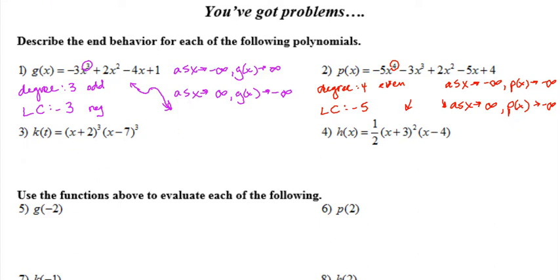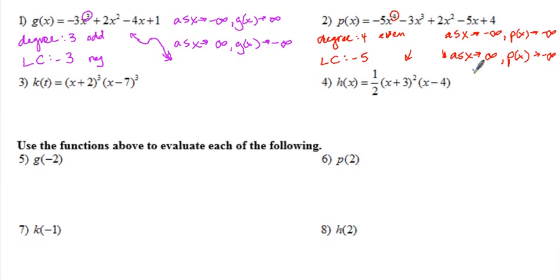Let's look at k of t. K of t has not been, quote-unquote, foiled out. That's all right. Let's think about what would have happened if we had foiled all of this out. We would have had (x plus 2) times (x plus 2) times (x plus 2) times (x minus 7) times (x minus 7) times (x minus 7). And when we foiled all of that out, we would have had an x to the 6th by the time we were all done. And there's nothing sitting out front here, and there's nothing tacked to the front of either of these x's, so that invisible coefficient of +1 is still there.